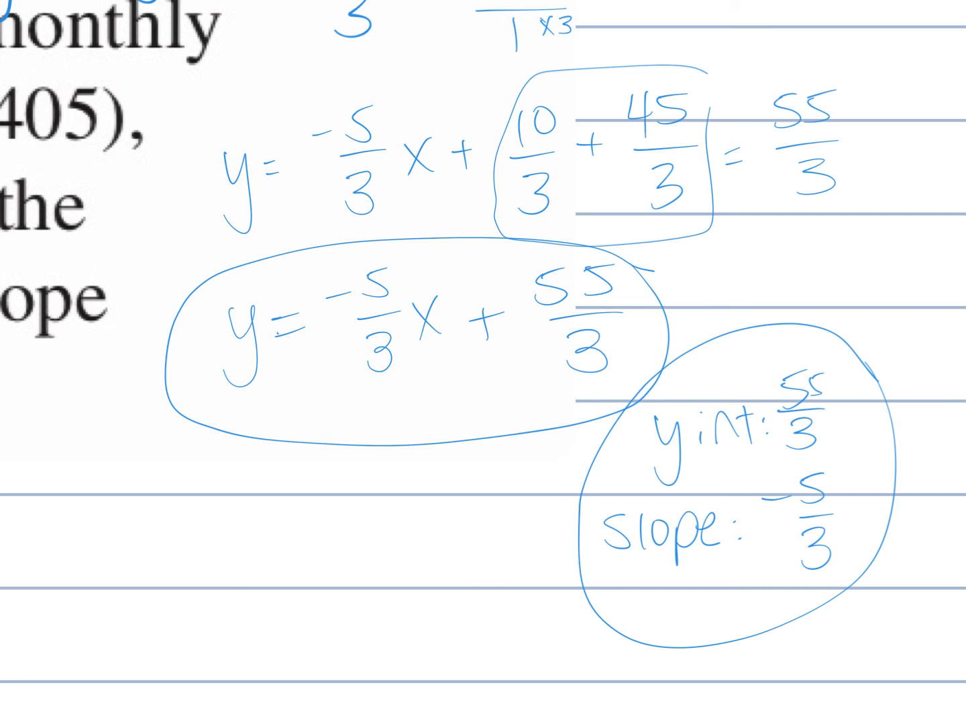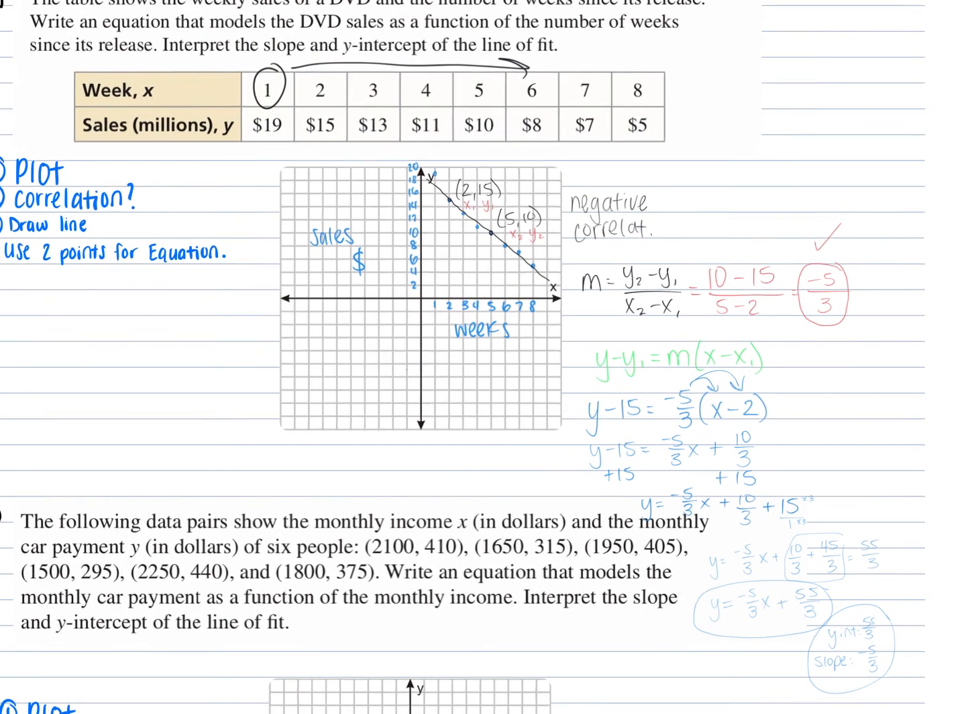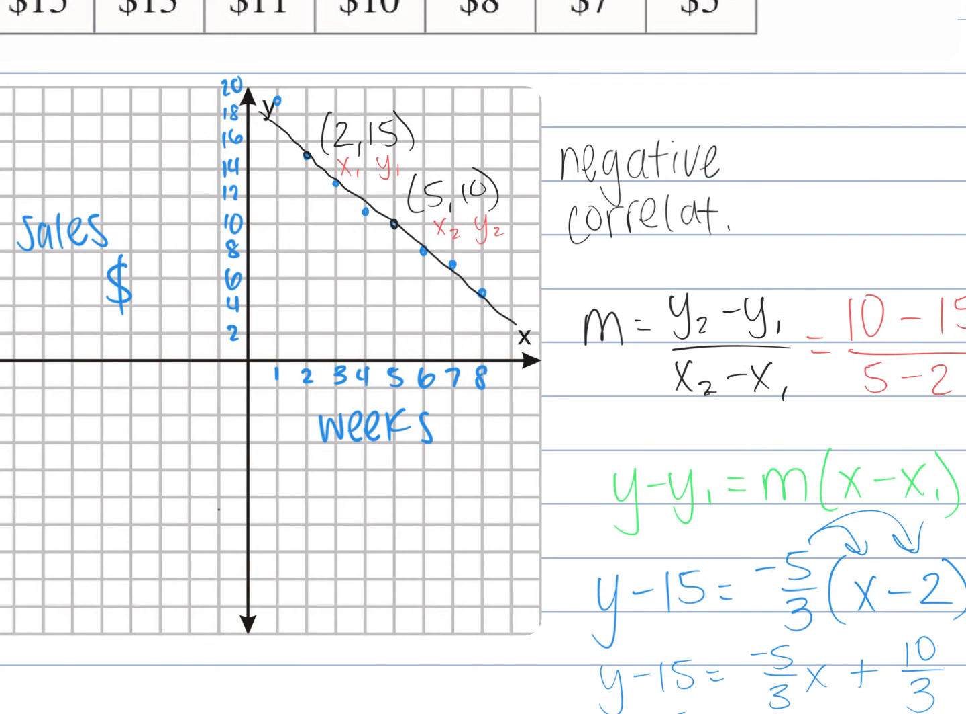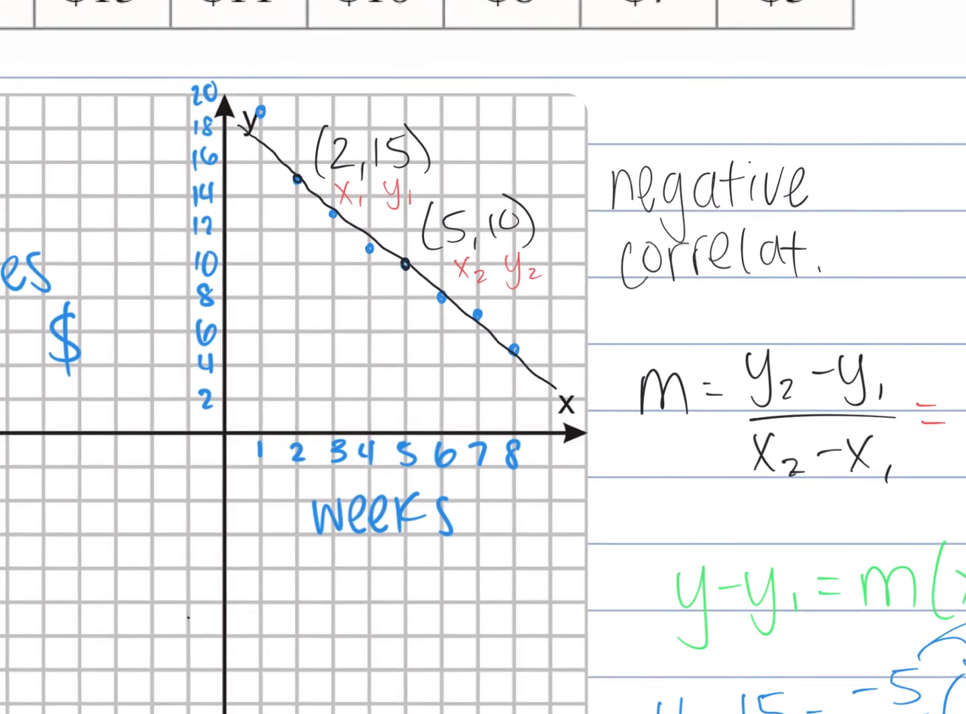Wait, which 2 points did you pick? I picked 2, 15 and 5, 10. I picked 2 different points, but I still got the same slope. You got the same slope, but the same y-intercept? Same y-intercept. That's impressive. Did you guys hear that? So Christian picked 2 different points. Which points did you pick?